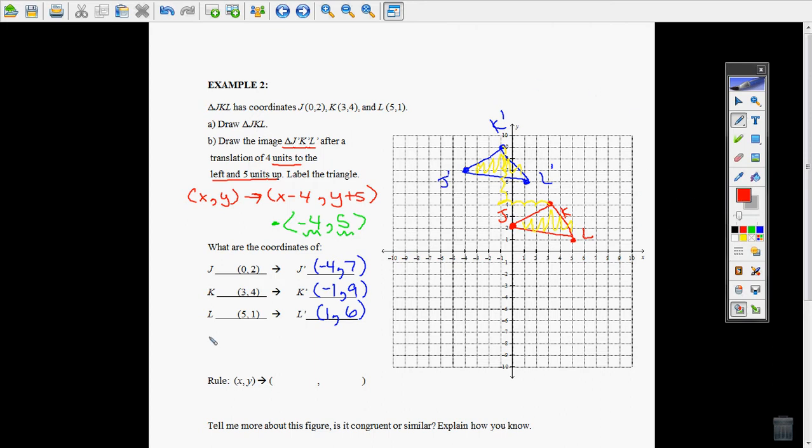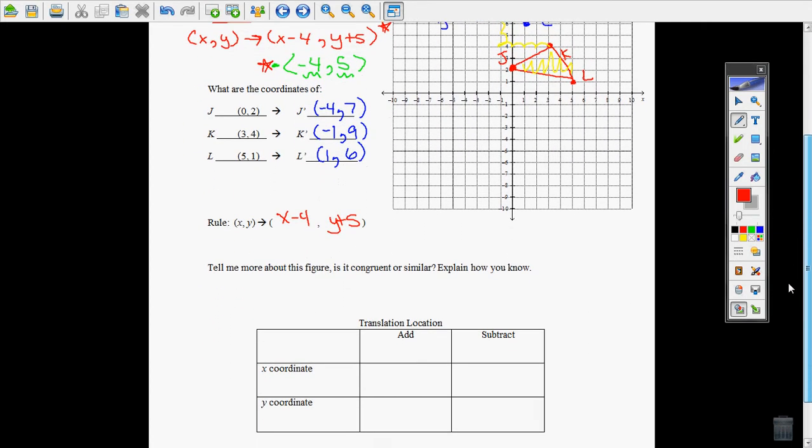All right, so I already did the rule. The rule's up there. It's x minus 4 and y plus 5. I think most of you are going to do the rule, whether it's vector notation or this way, rather than sitting here counting every time. And again, it's totally up to you.